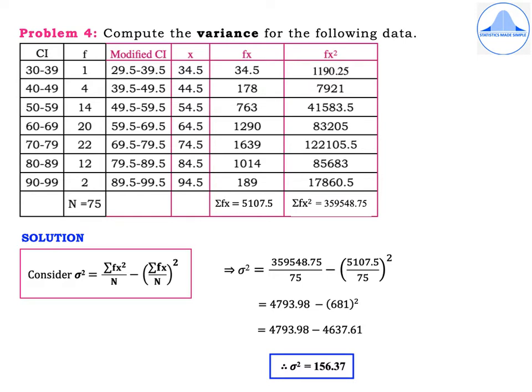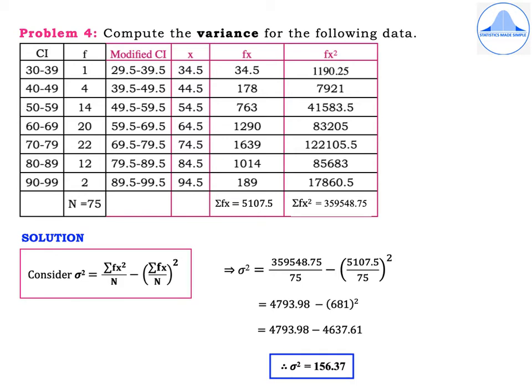Now, because the given data is in the continuous form and the class intervals are inclusive, the first step is to convert the inclusive class intervals to exclusive form. That is, we have to find out the modified class intervals. Before that, we calculate the sum of the frequencies and we get capital N is equal to 75. So the modified class intervals, I think all of you know by now how to calculate them. So we get 29.5 to 39.5, 39.5 to 49.5, and it continues up to 89.5 to 99.5.